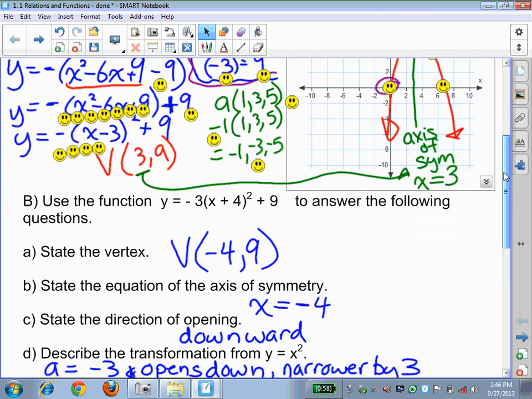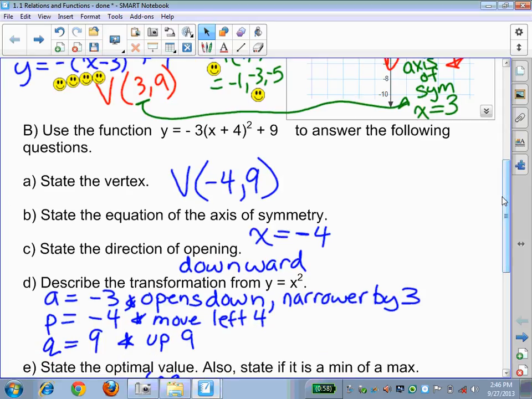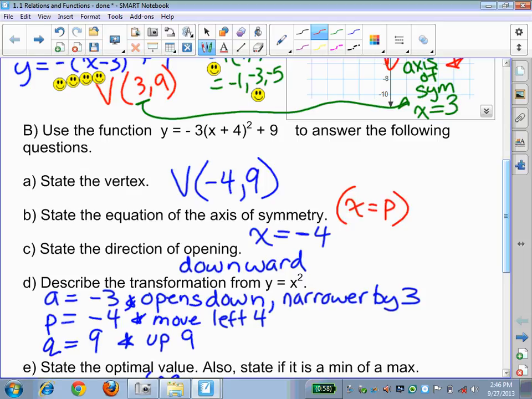Second part, B, and this may not be from your homework, is to use this function to answer the following questions. A, state the vertex. Good news is, ladies and gentlemen, it's in vertex form. So the vertex here is -4 and 9. B, state the equation of the line of axis of symmetry. It is x equals -4. It is always going to be x equals p. Remember that from grade 10, hopefully.